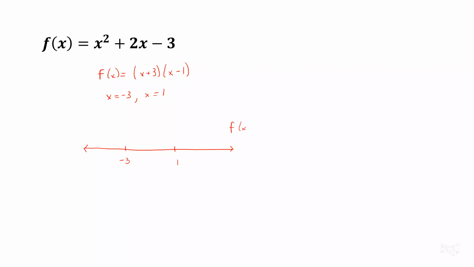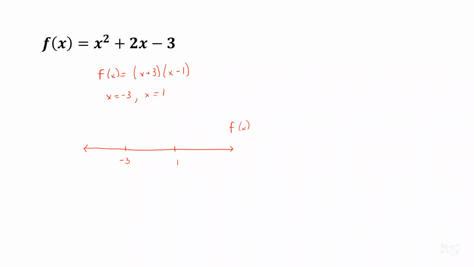So this is my function f of x. And I'm going to decide whether it's positive or negative in each of my three regions. And the reason I can do that is because these points, negative 3 and 1, are the only points where it's 0, and this is a continuous function. Okay, so let's look at the region from negative infinity to negative 3.